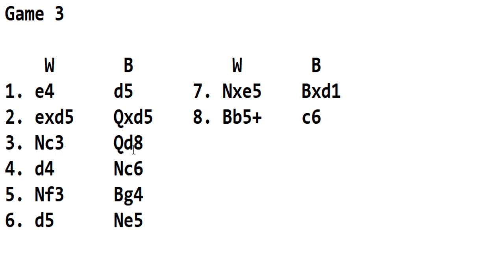c6 is the way black blocked the check. Then you have d takes c6. Let's write that much. And after that you have a6 by black. Please copy these 3 moves.